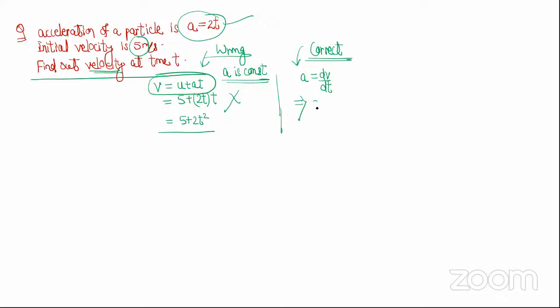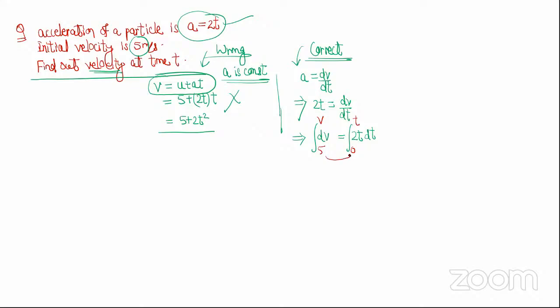So a is 2t equal to dv by dt, like this we have to do, and then we have to write dv equal to 2t dt, and then we have to do integration both sides. While integrating we should put limits. v का लिमिट कितना डालेंगे? 5 से लेके v तक, इनिशियल से लेके फाइनल तक. टाइम का लिमिट कितना डालेंगे? 0 से लेके t तक, है ना?